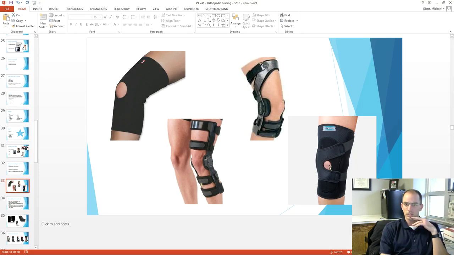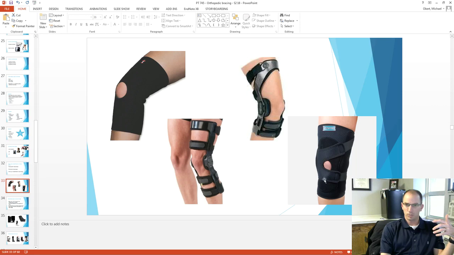This brace over here is called a lateral J brace. This is kind of a protective one. It's a functional type of brace, but it's for somebody that has something like lateral patellofemoral compression syndrome, where the patella is coming out this way. Or imagine somebody that had dislocated their patella and it went out in a lateral direction.